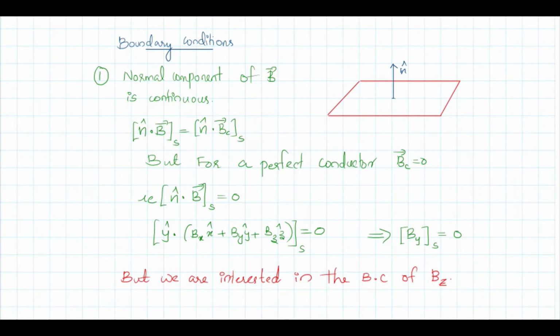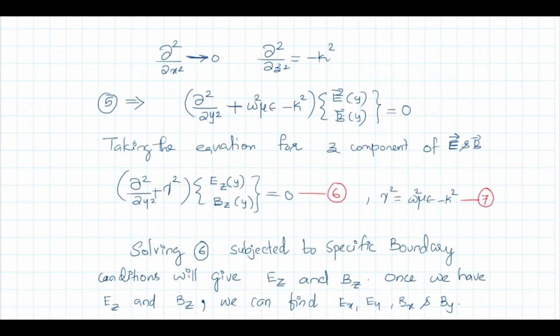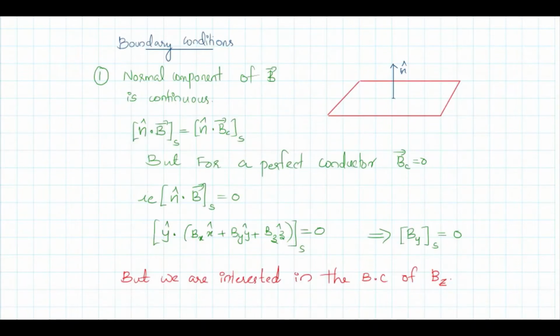But we are looking for a boundary condition for Bz, not By. Unfortunately we got a boundary condition for By, so we'll keep it like this.